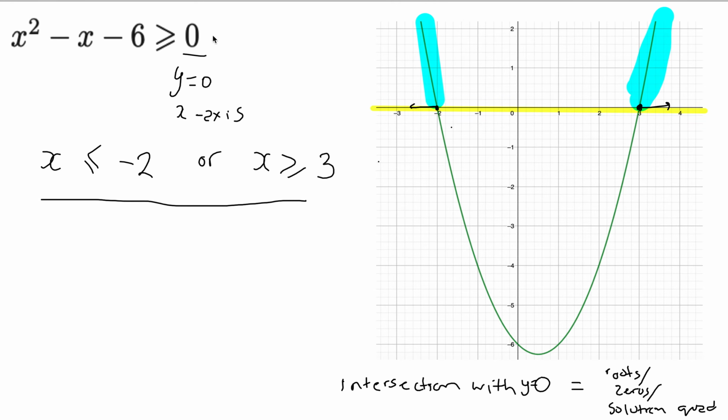Substitute in, say, a value less than -2, which is -3, and see if the answer here is going to give you something bigger than 0. And then substitute 4 into here and see that your answer is going to give you something bigger than 0. So it's really easy to check your answers with these type of questions.